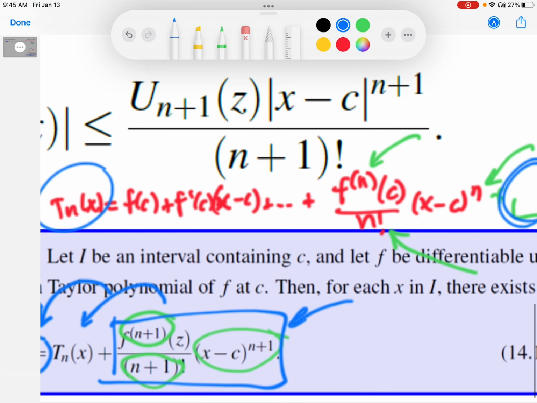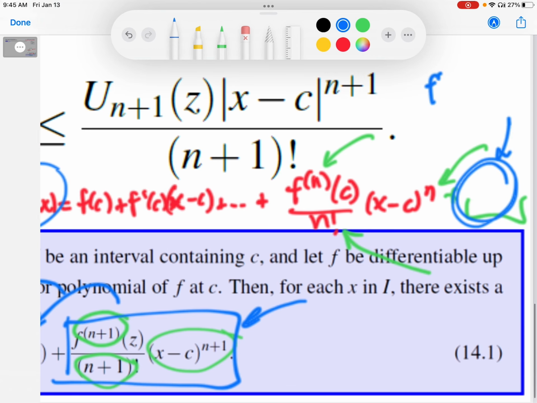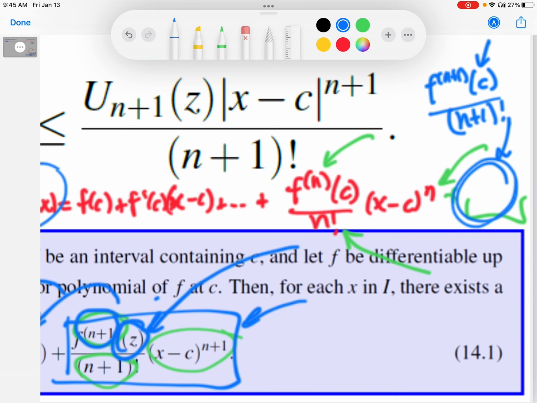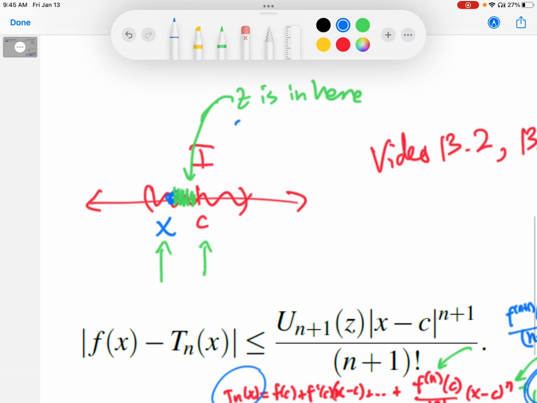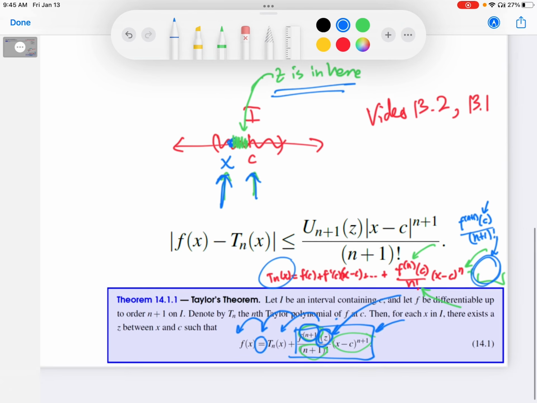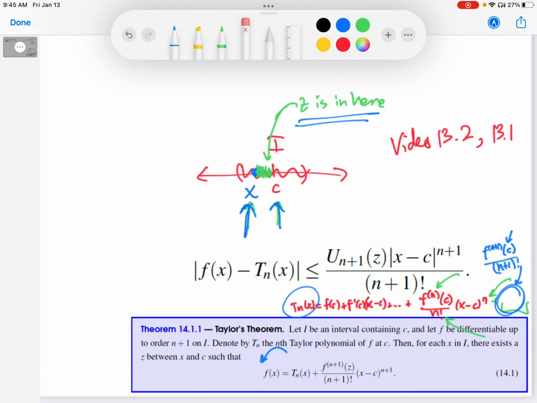What is different? The next term over here would have had the n plus 1 derivative evaluated at c over n plus 1 factorial. Whereas over here we have the n plus 1 derivative evaluated at z. Remember, that's why I kept drawing this little diagram. Z is between x and c. So it's not necessarily equal to x. It could actually be equal to x in some cases. It could be equal to c in other cases, but it's in between in general. Okay, so that's a lot to throw at you, I know.